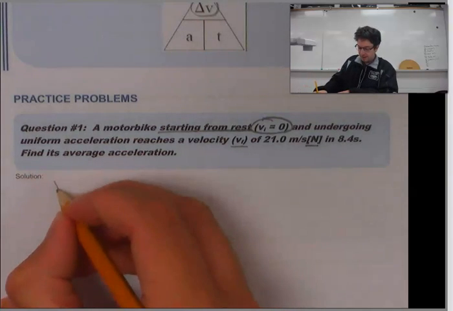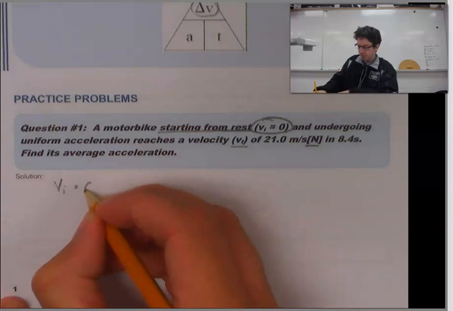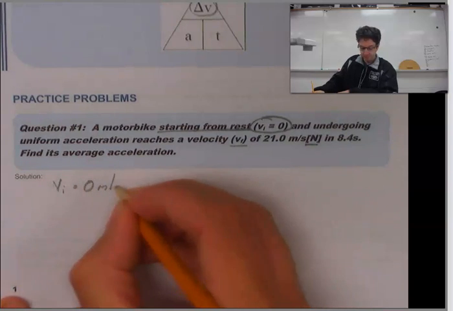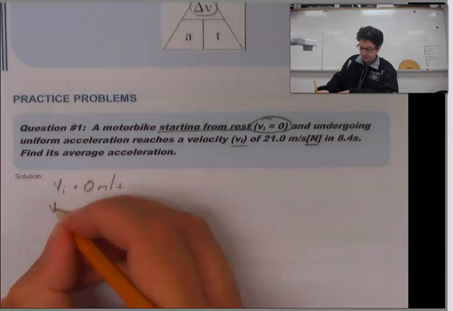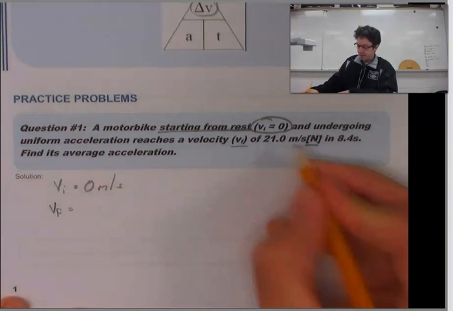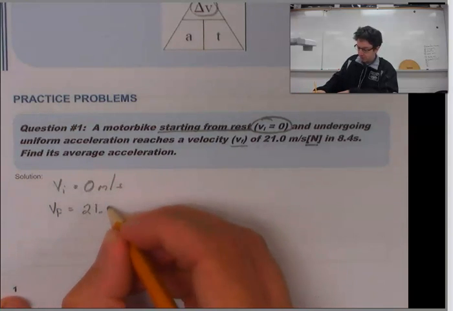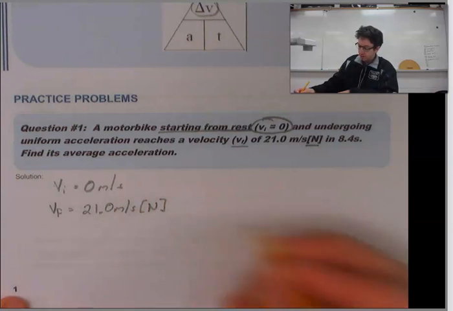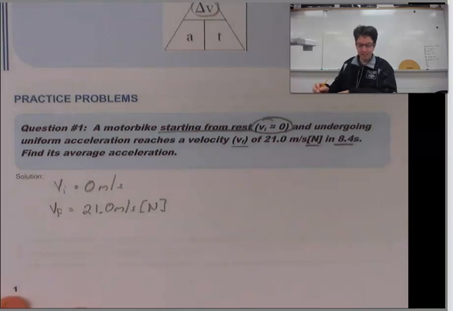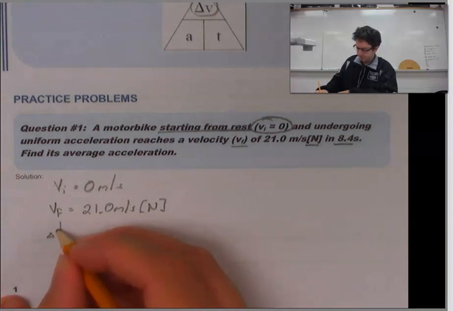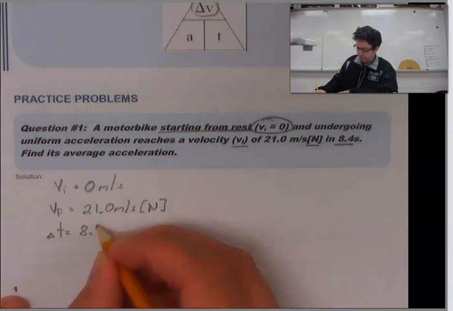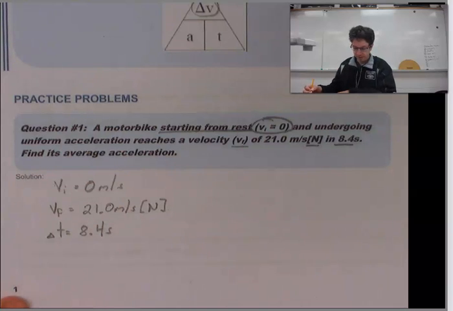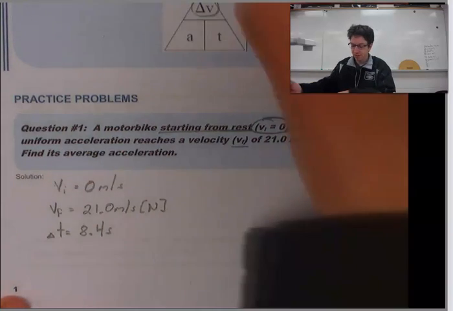Okay, so let's write our given. We know that the initial velocity is 0 meters per second. We know that our final velocity is 21.0 meters per second north. And they give us the time interval, 8.4 seconds. Okay, so in this case, we can use the equation above.